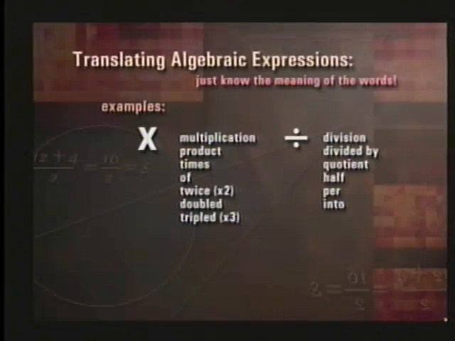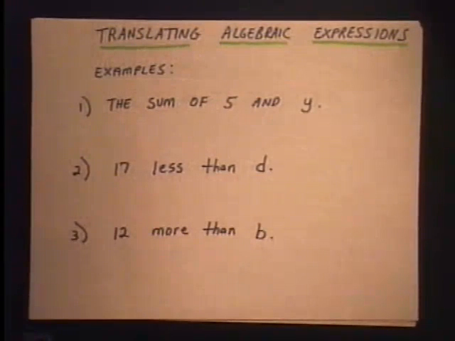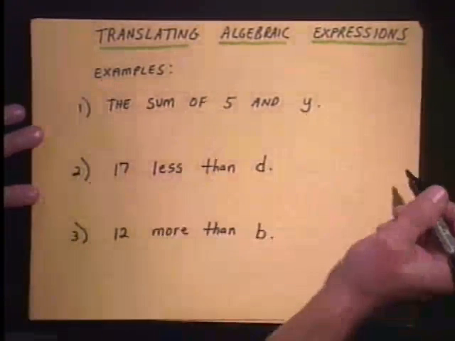Division: divided by, quotient is a word often not understood to mean division by students coming in. Half, per, and into. So let's go ahead next and look at some examples translating algebraic expressions. We'll see if you understand the meaning of some of these key words.